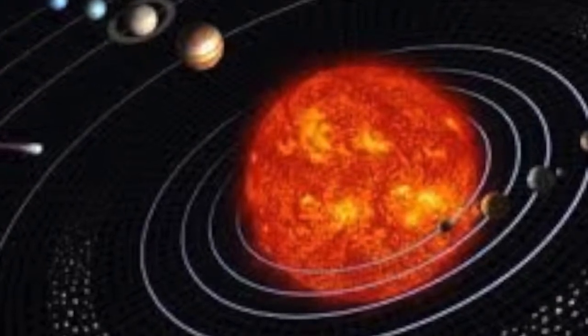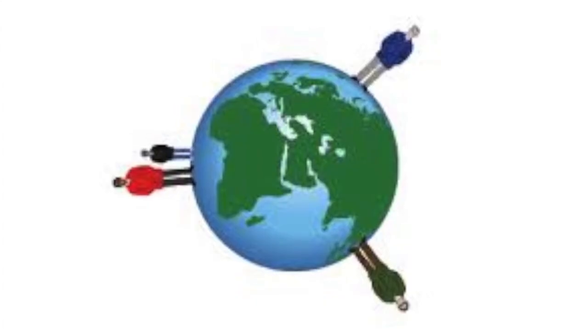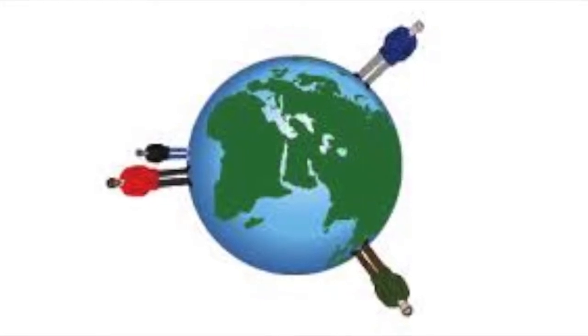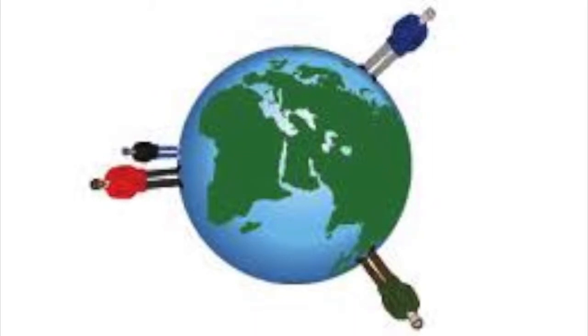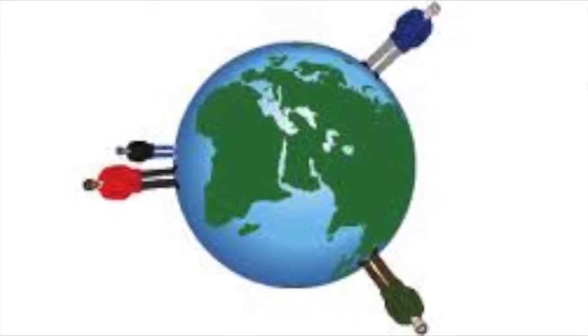Even though gravity is all over the universe, Earth has its own gravity. Gravity on Earth always pulls toward the center of the planet. So no matter where you are on the Earth, gravity always pulls in the same direction, down.